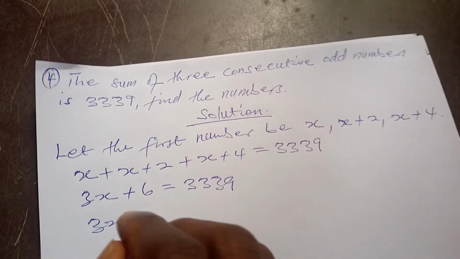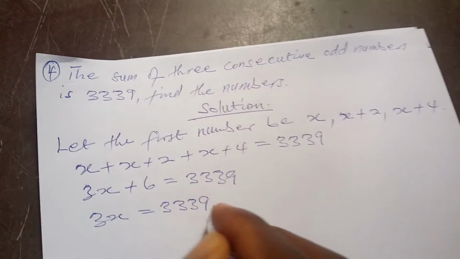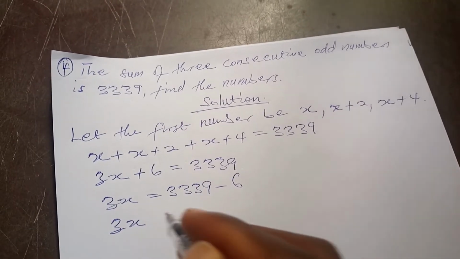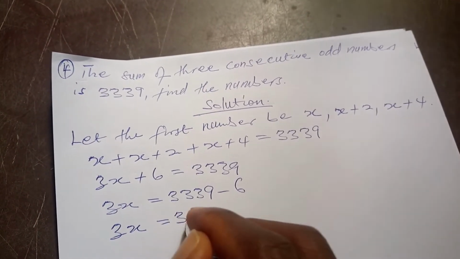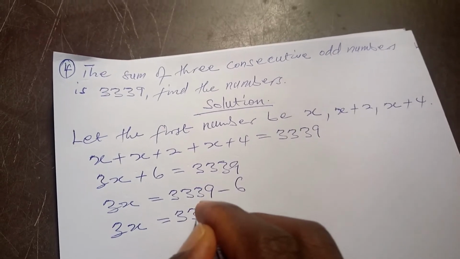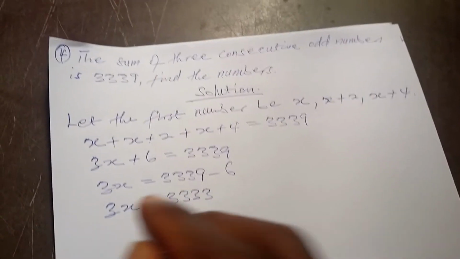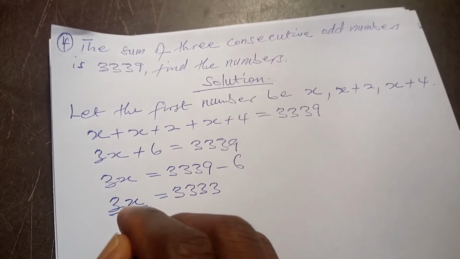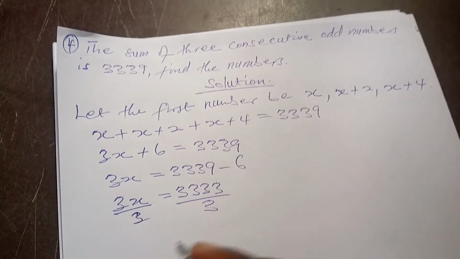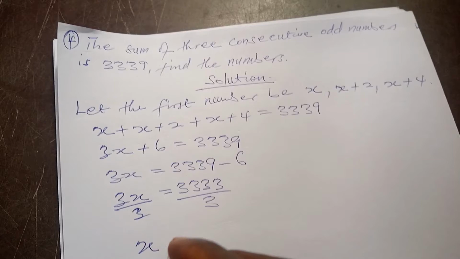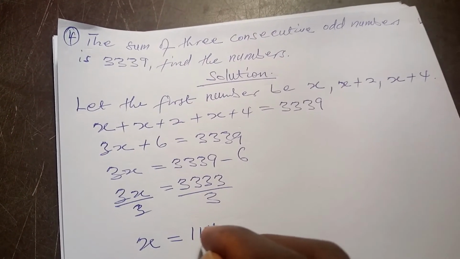Then we group like terms. 3x will be equal to 3,339 minus 6. That will give us 3x equals 3,333. We divide both sides by 3. Then this will give us x equals 1,111.